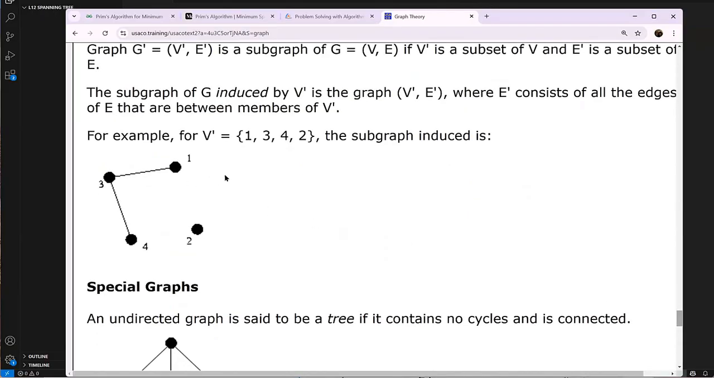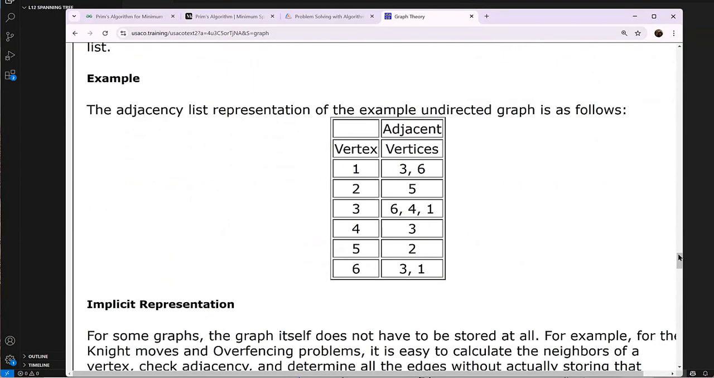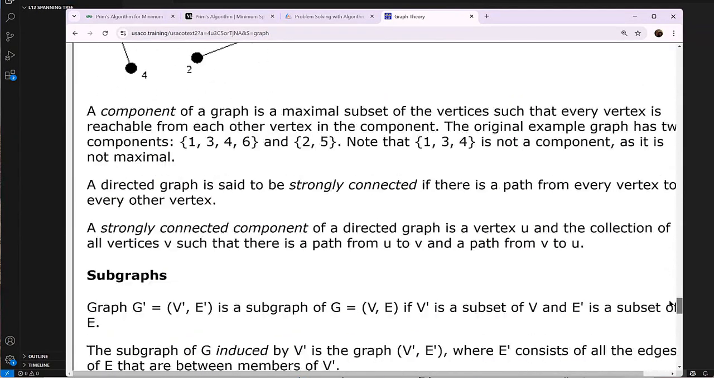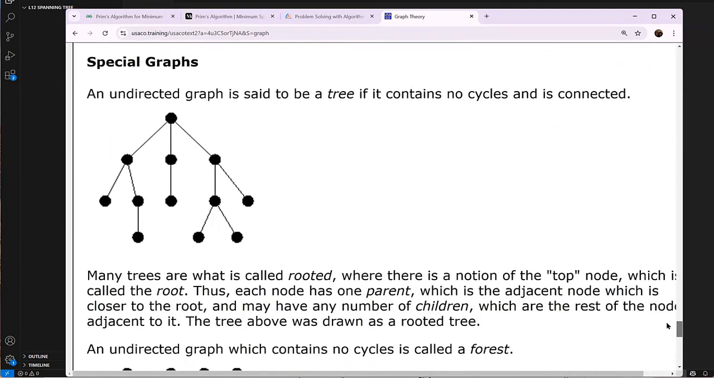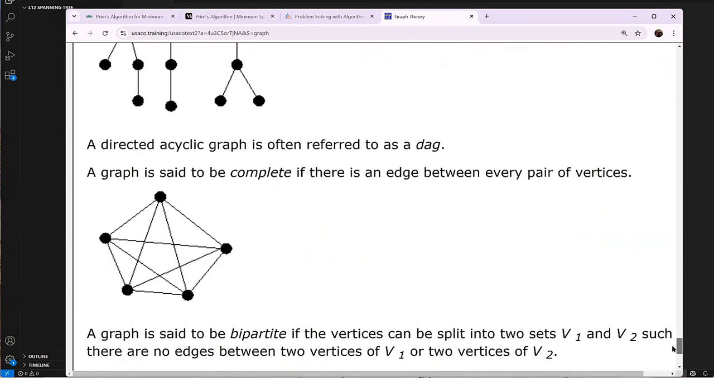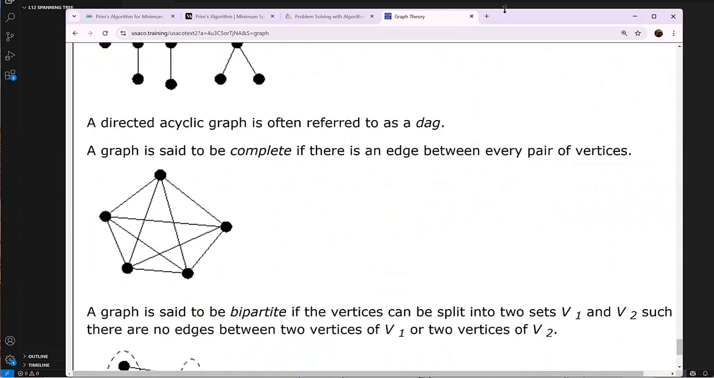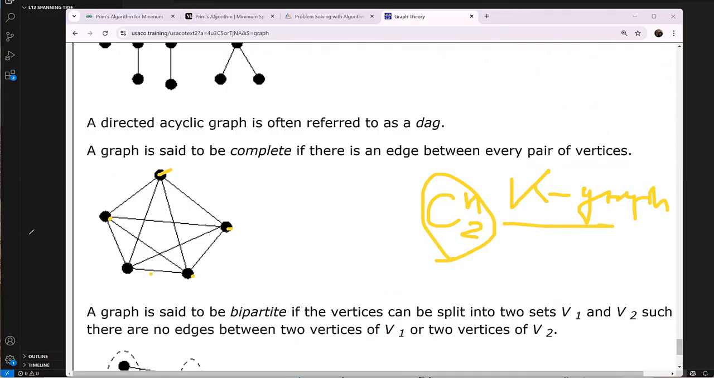And some partial graph, we call it a subgraph. And a tree is a special graph. These are just basic terminology. We call it a complete graph when every node has every other node as its neighbor. So this is K-n. We call it a complete graph. That's the K-graph problem. In AP we covered this already.